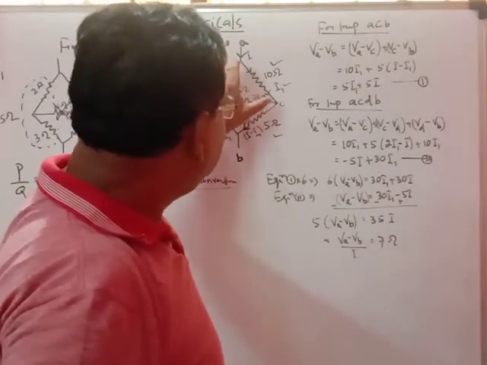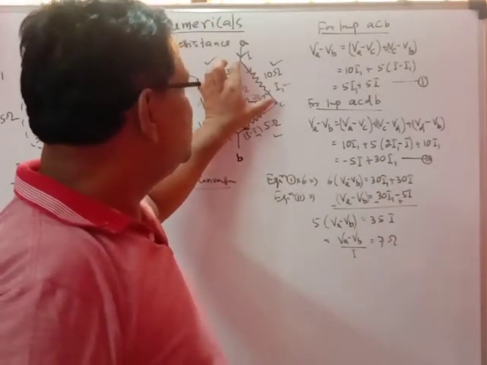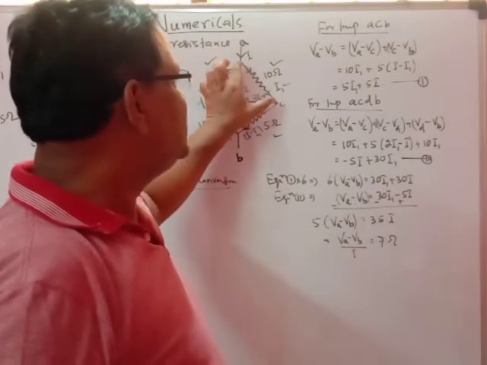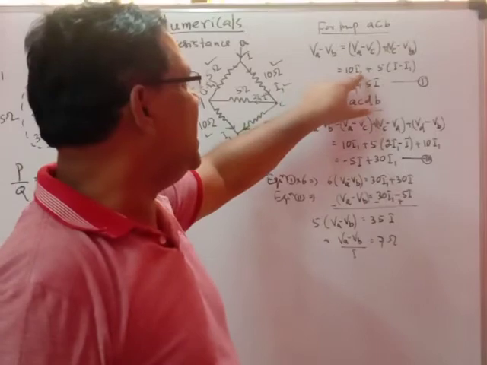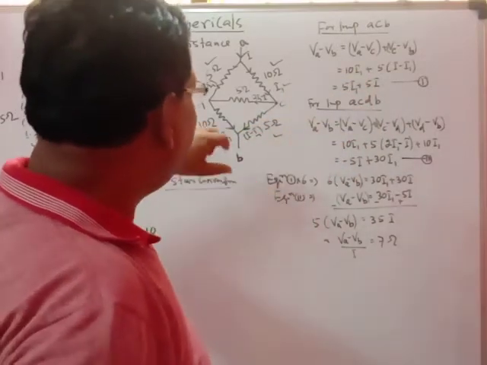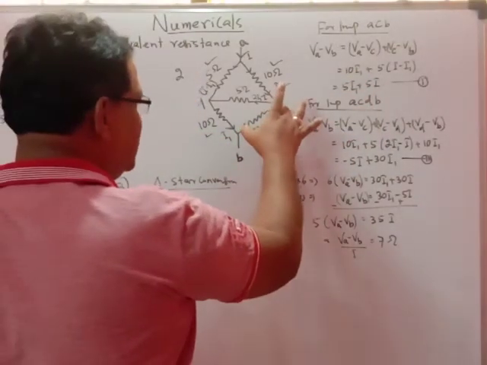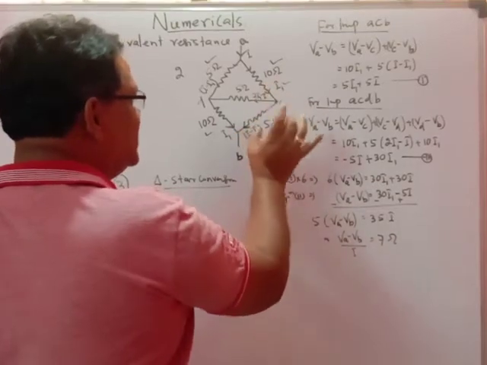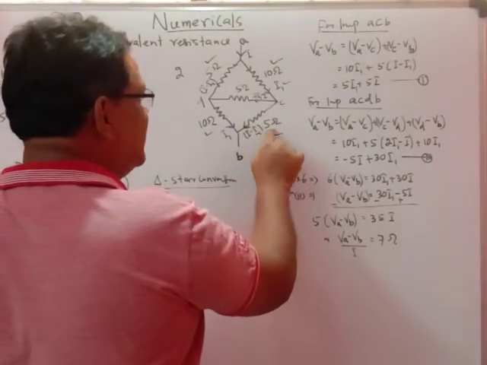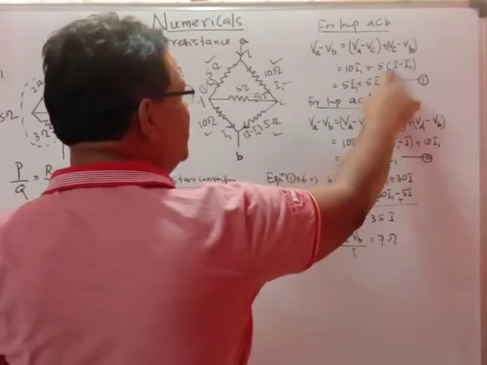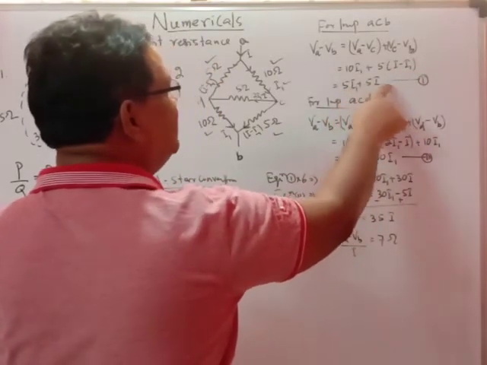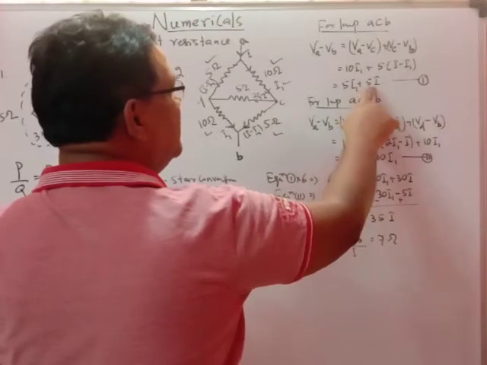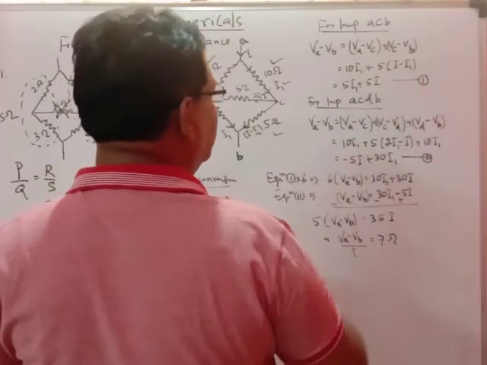VA minus VC across this portion will be equal to current into resistance. Current is I1, resistance is 10 ohm, that is equal to 10 I1. Plus VC minus VB, the potential difference between these two. The current is I minus I1, resistance is 5, so 5 into I minus I1. And you are getting 5I1 plus 5I. That is equation number 1.